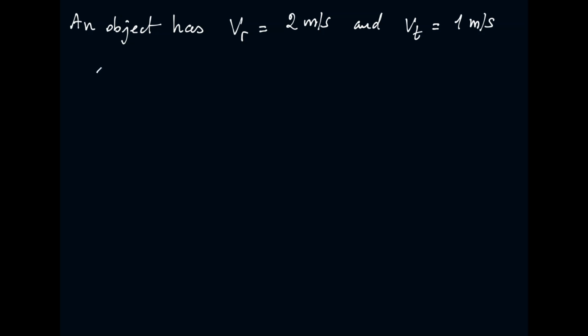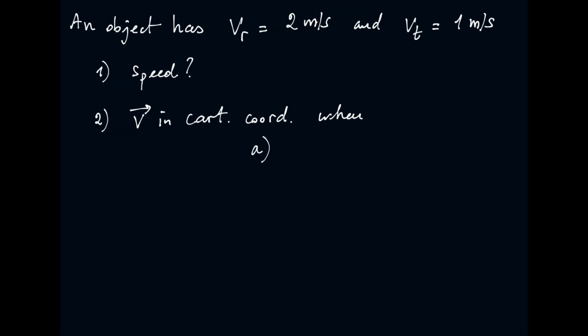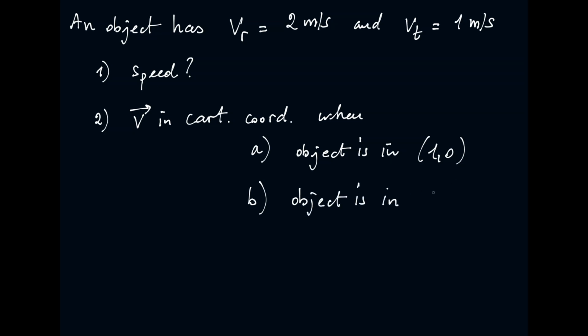I want to know, 1, the speed of the object, and 2, the velocity vector in Cartesian coordinates when, well, let's say when 2a, when the object is at coordinates 1, 0, or 2b, when the object is in, what do we say, 0, 1, for example. Okay.